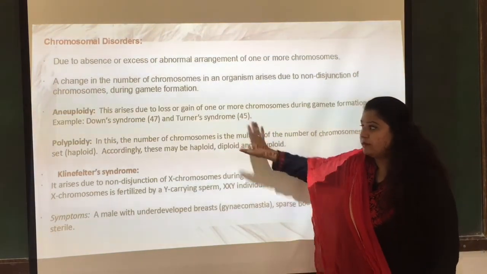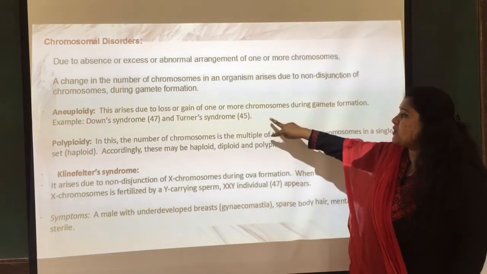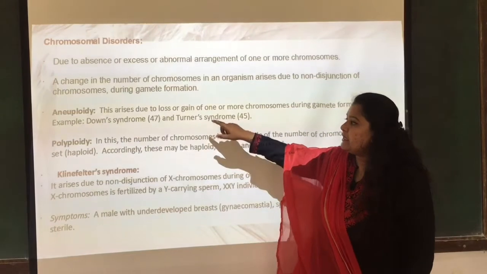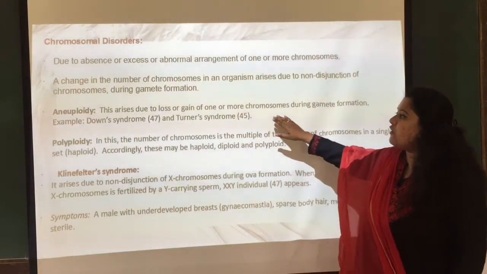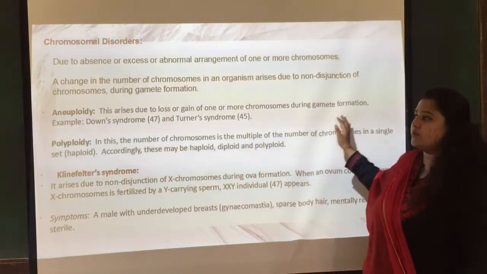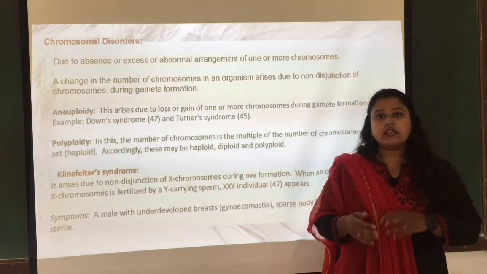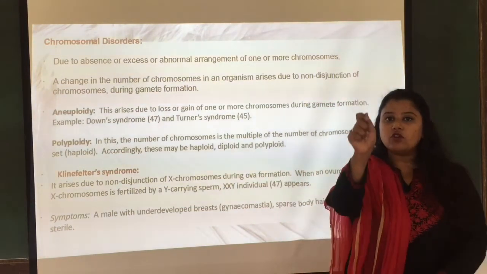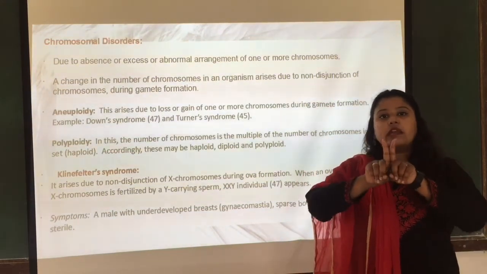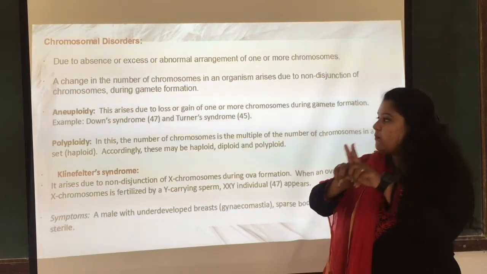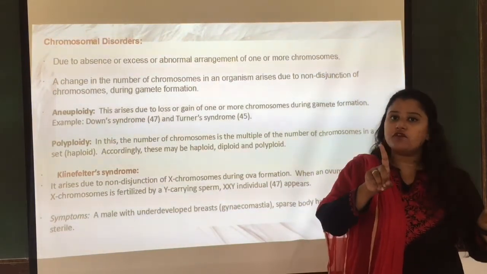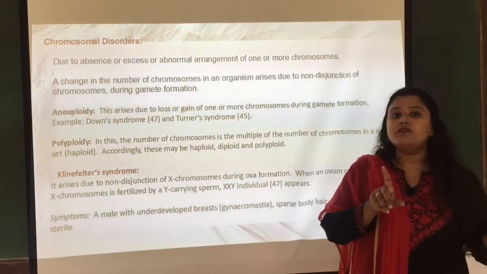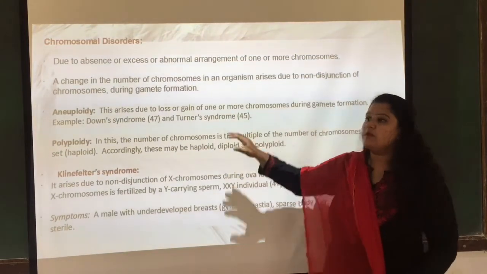Now these are the two terms which you need to understand, because based on these two terms we are going to see three different types of syndromes, right? Aneuploidy means this arises due to loss or gain of one or more chromosomes during gamete formation, right? This is either loss or gain of one chromosome. Now chromosomes are present in pairs, so one chromosome and second chromosome are linked with each other. From these, either there will be a gain of a chromosome, or there will be a loss of a chromosome, right? So that type is said to be aneuploidy.